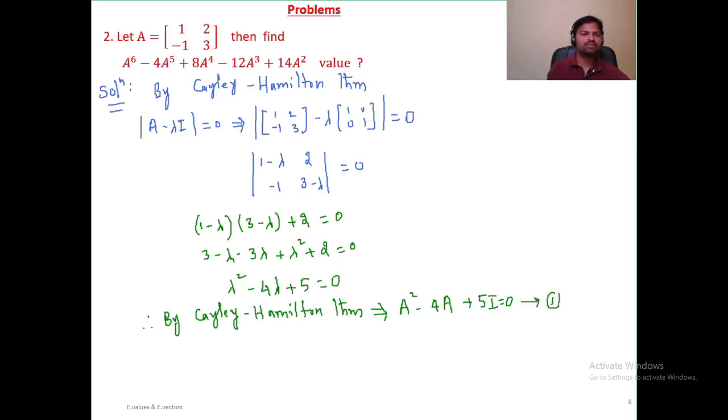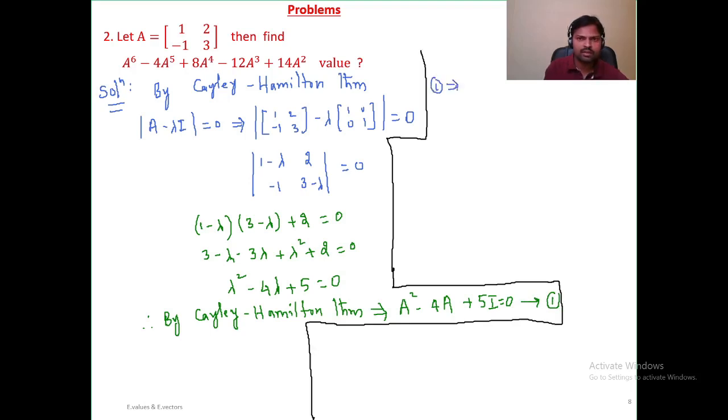Now from this equation we have to proceed. So look here, equation 1 implies, I want to write first what A squared is. So A squared is equal to 4A minus 5 times I. Listen carefully how I am doing this. Our goal is to compute this value. So A squared is equal to this.